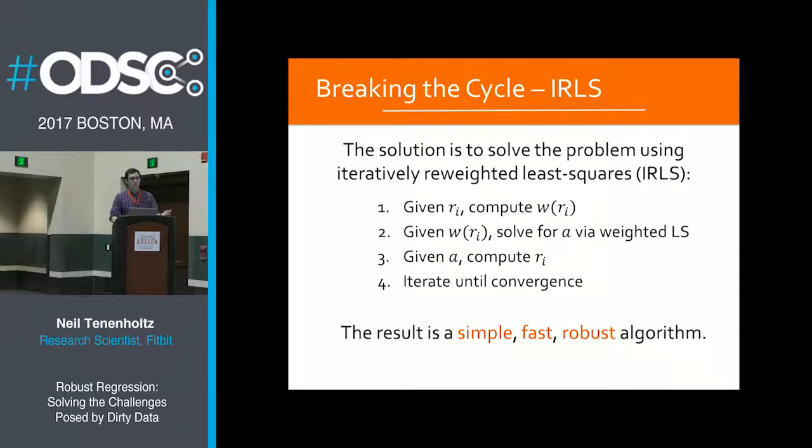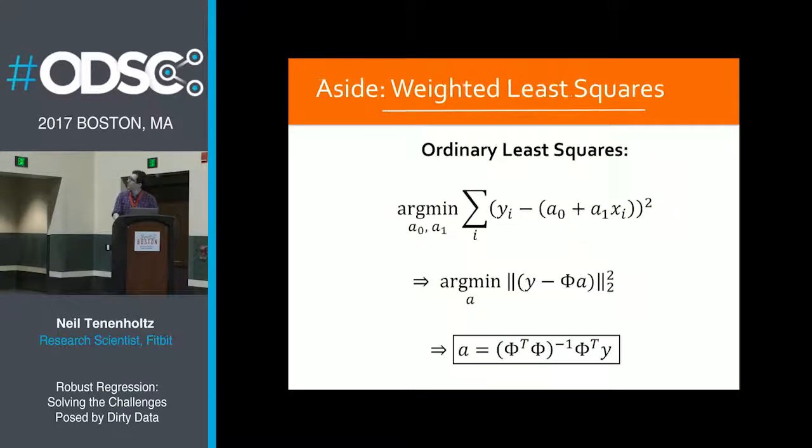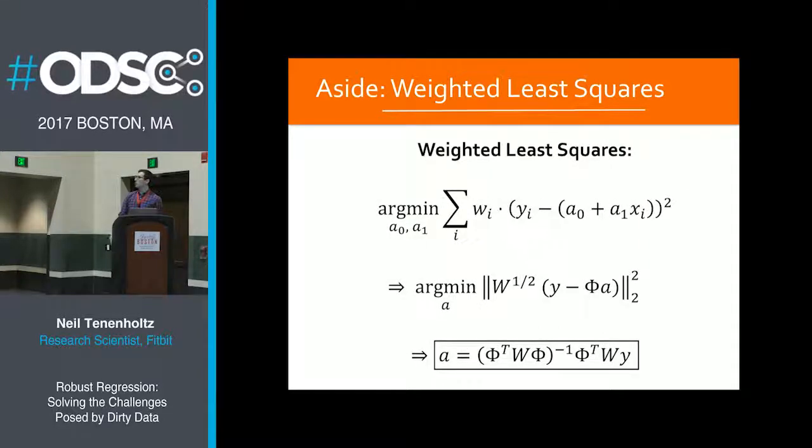And I'll show you one of the reasons why it's so fast. Earlier, I showed you that if you just wanted to solve a least squares problem, it basically comes down to this closed form solution. You just multiply these matrices out, and you get your regression coefficients. It turns out, if you're doing weighted least squares, all you need to do is just shove this W matrix in there in the right place. And once you do that, your problem's solved. So, again, you're going to repeatedly compute this over and over again as you iterate. You're going to compute W's, solve this, compute residuals, and just keep going.